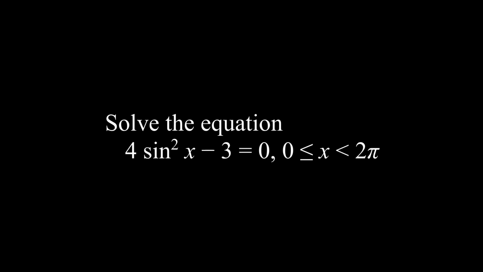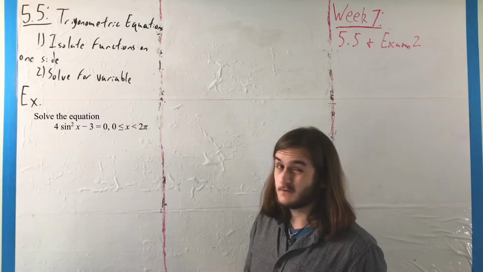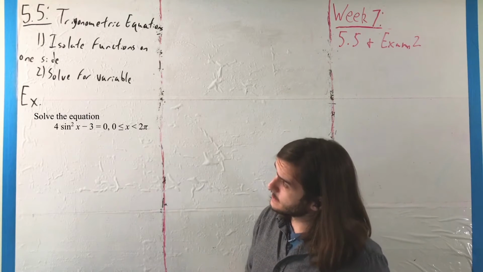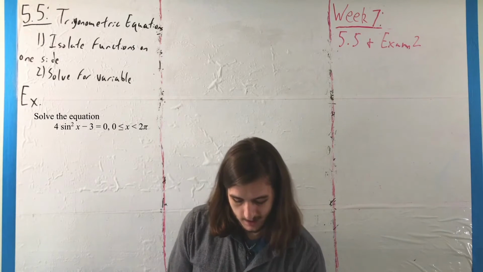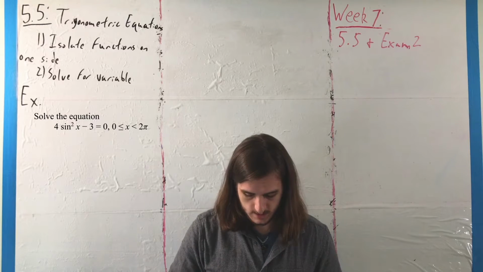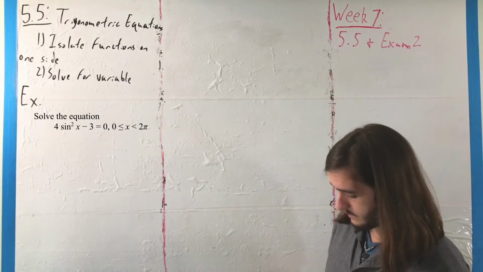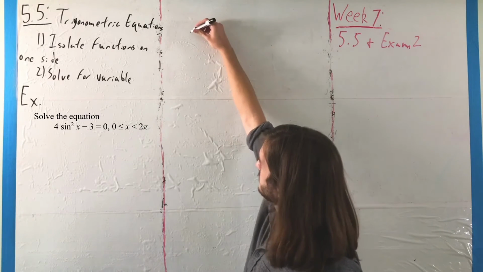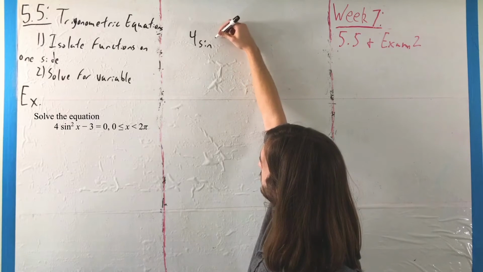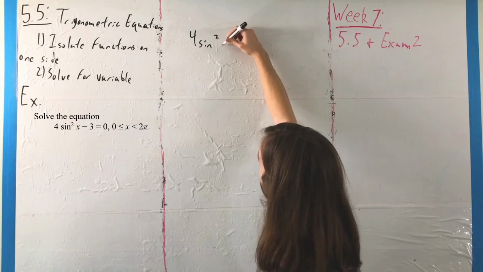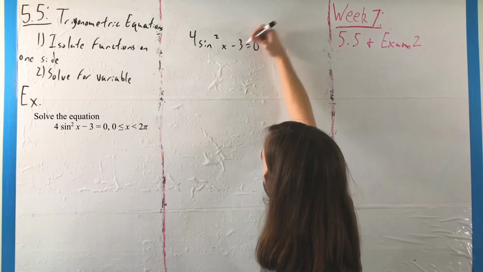For this example, we want to solve the equation 4 sine squared x minus 3 equals 0, where we define x as being from 0 to 2 pi, just in different symbols. But for this, it's the same sort of idea we always have in terms of isolation and solving. It's just that we have to be a little bit more careful with how we end up where we want to be. So, we have our 4 sine squared of x minus 3 equals 0.